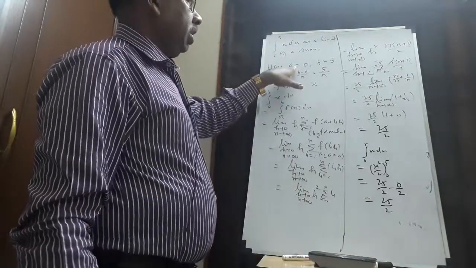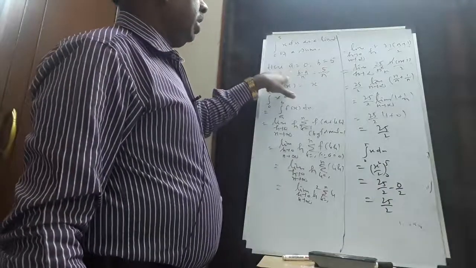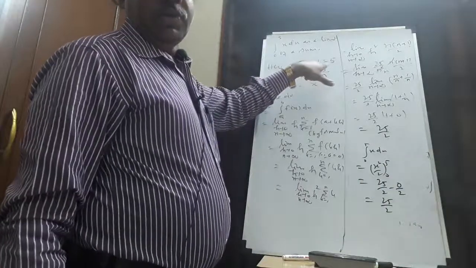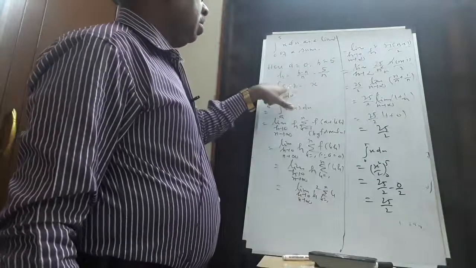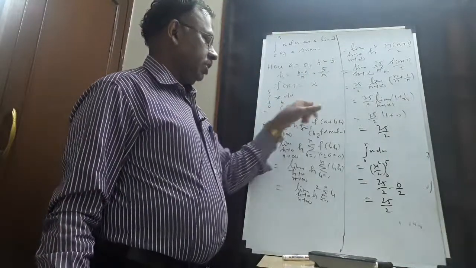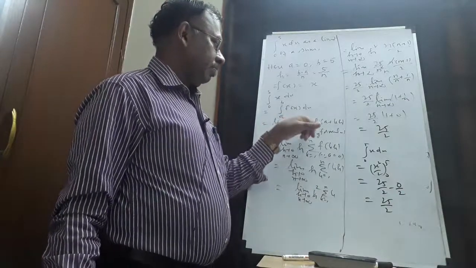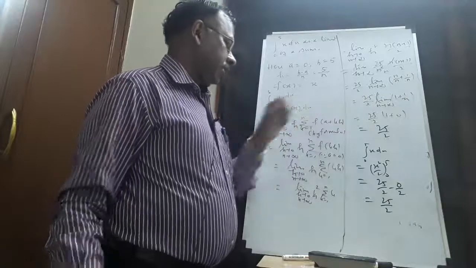Let me repeat the whole process. Here my a is 0, the lower limit. B is 5, which is my upper limit. Then h is b minus a by n, which is 5 by n. F of x is nothing but x. Now I'll write in terms of integral a to b f of x dx. This is the formula: limit h tends to 0, n tends to infinity, h into sigma k equal to 1 to n f of a plus kh.